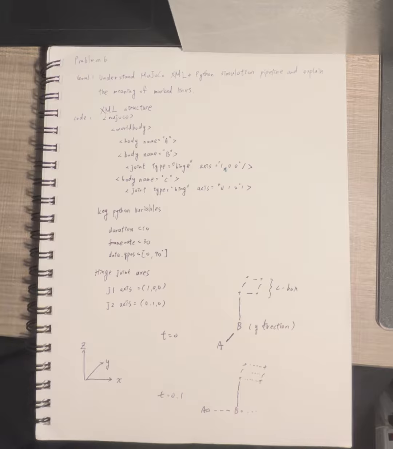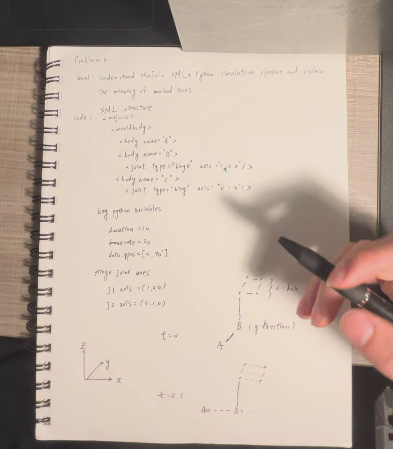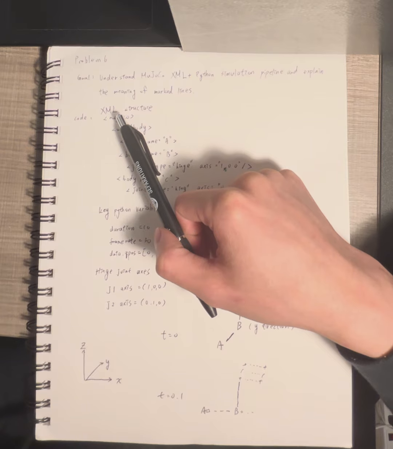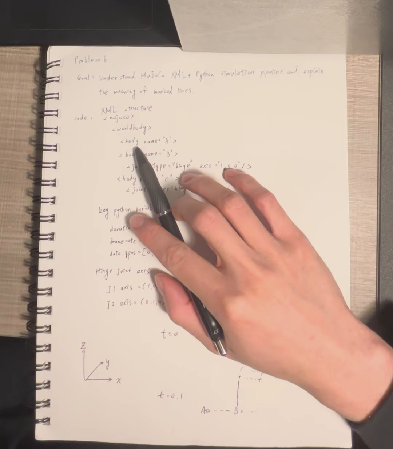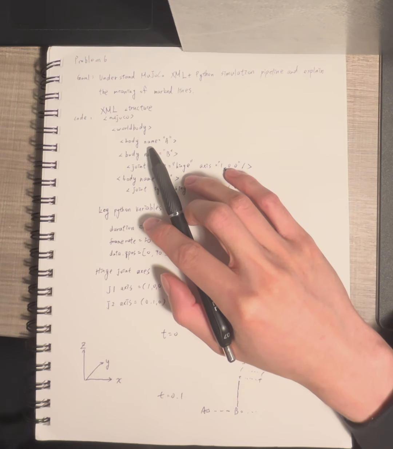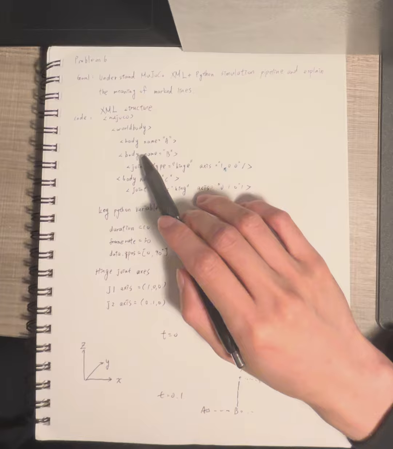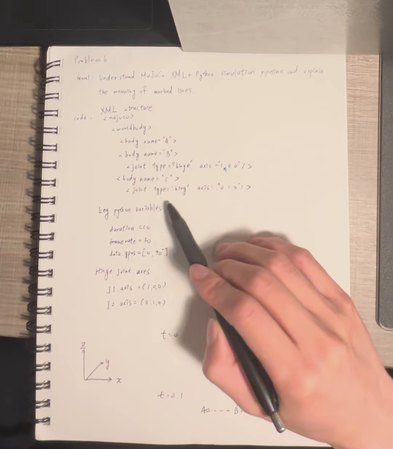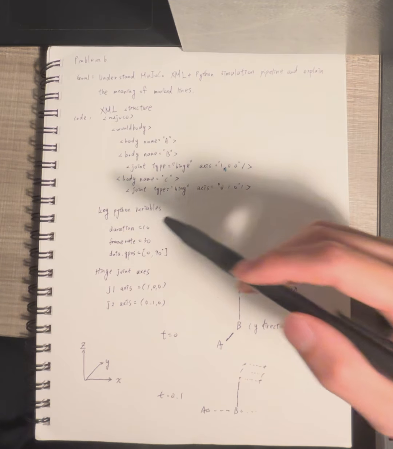Okay, for part 1, I'm doing the meaning of noted XML lines. This XML defines the structure of the robot. The body named A is a robot body sitting on the world, and inside A there is a body named B, and inside B there is a body named C. So this is the kinematic chain A to B to C.